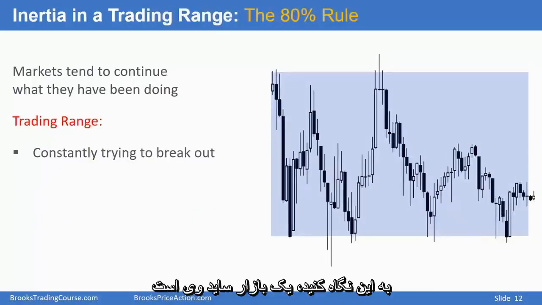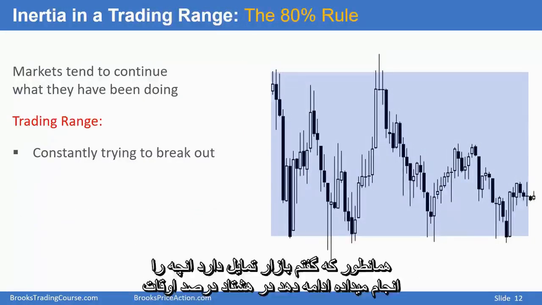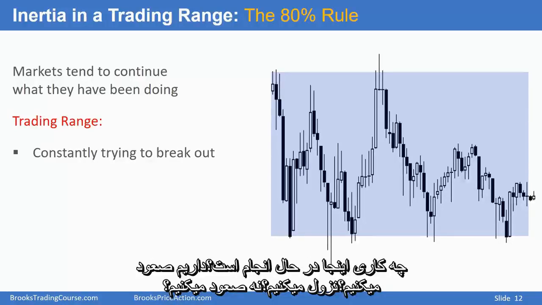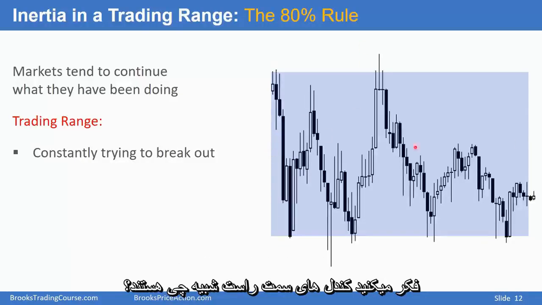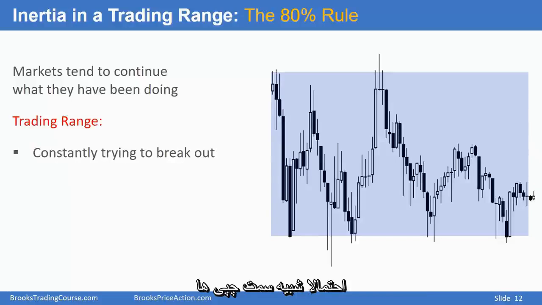Now look at this. We're in a sideways market. And as I said, markets continue to do what they've been doing 80% of the time. And what are we doing here? Well, we're going down. No, we're going up. We're going down. We're going up. Well, what do you think the bars to the right look like? Probably the ones to the left.